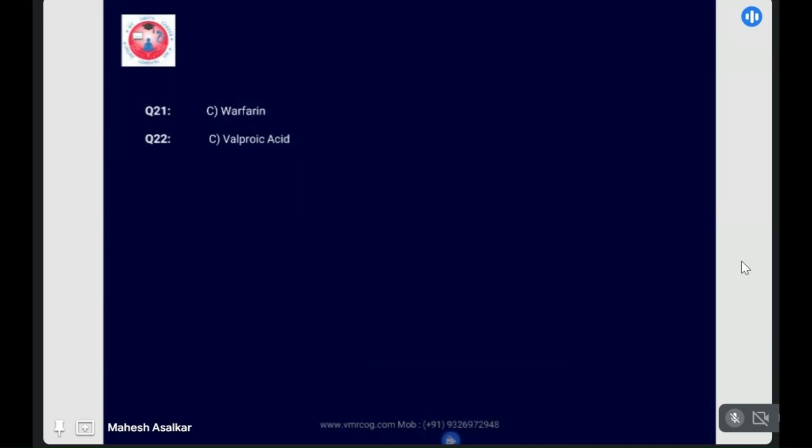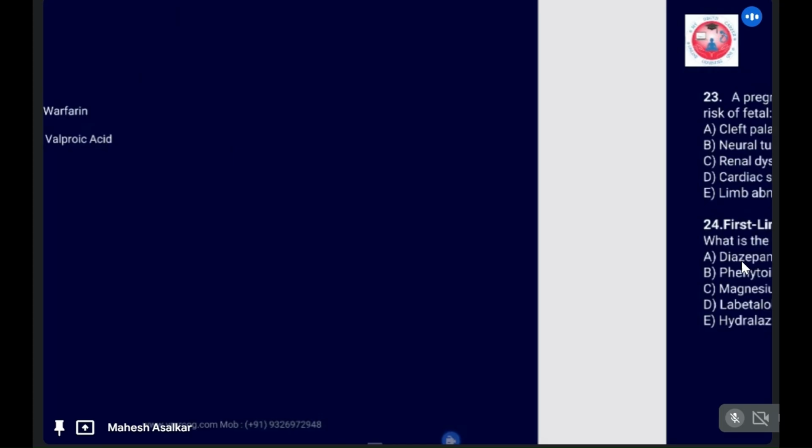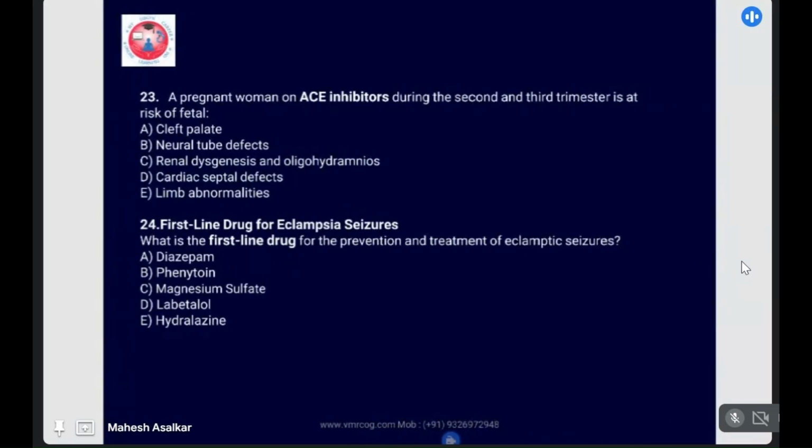If you see, I think it is 10 to 12% or something like that. Properly, they have given the percentage of malformations when the mother takes that particular drug. So highest will be with valproic acid. Okay. Okay. Next question, Dr. Amrita.